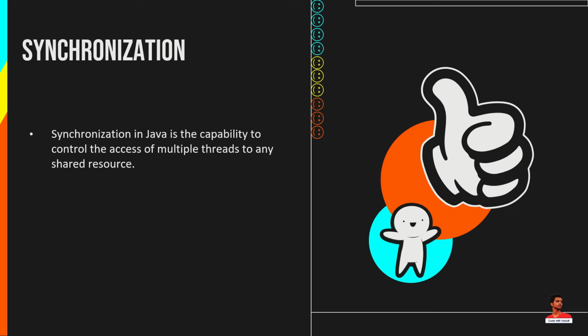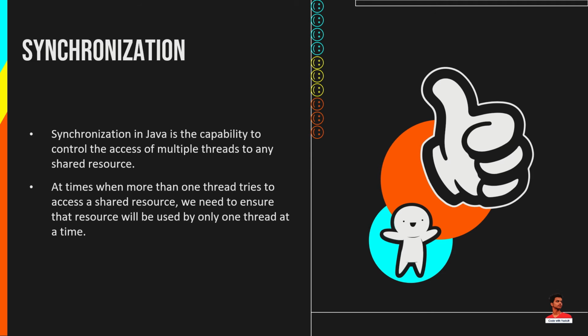Synchronization in Java is the capability to control the access of multiple threads to any shared resource. The main purpose of synchronization is to avoid thread interference. At times, when more than one thread tries to access a shared resource, we need to ensure that resource will be used by only one thread at a time. The process by which this is achieved is called synchronization.